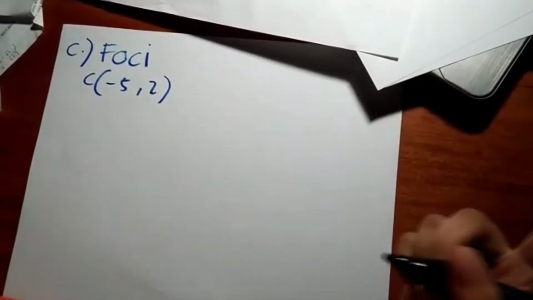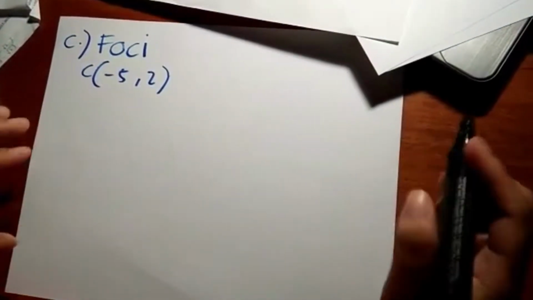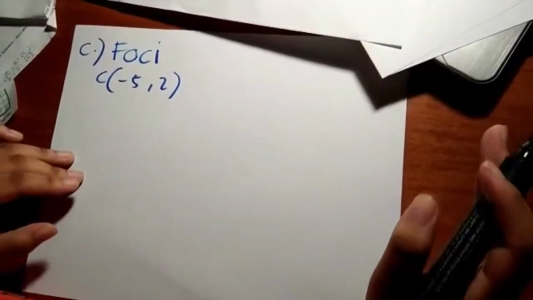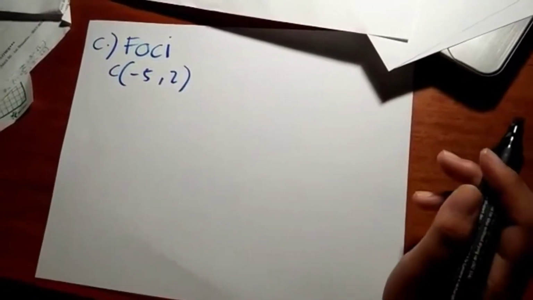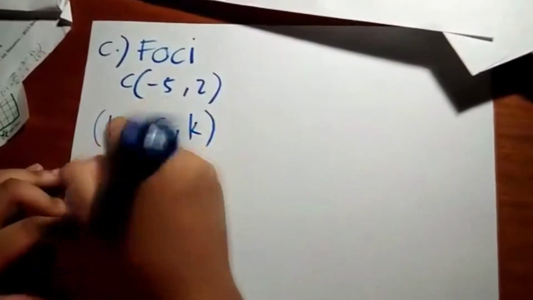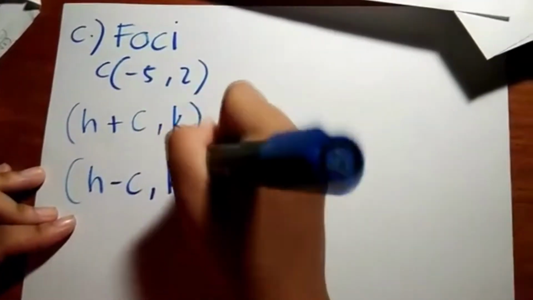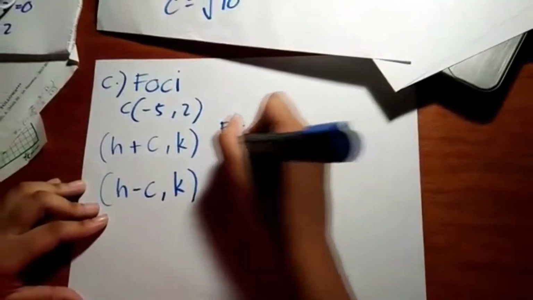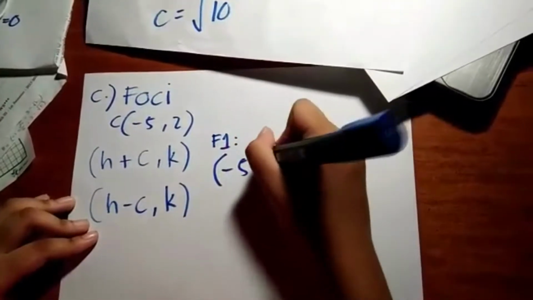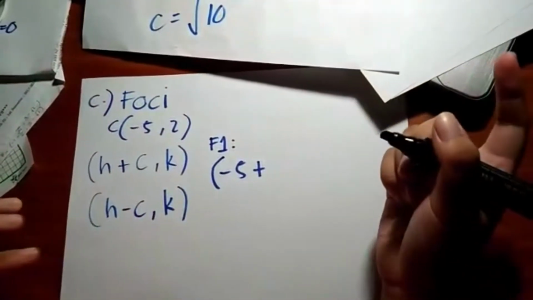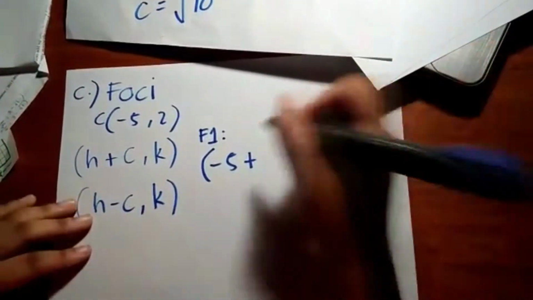Our next thing to solve is the foci, which again would change on the x-axis but remain the same on the y. This is our formula for finding the foci: (h plus c, k) and (h minus c, k). The same as the first one, but only c would be changing. Our h is -5 plus c, where c squared equals a squared plus b squared, which is 6 plus 4, so c is square root of 10.